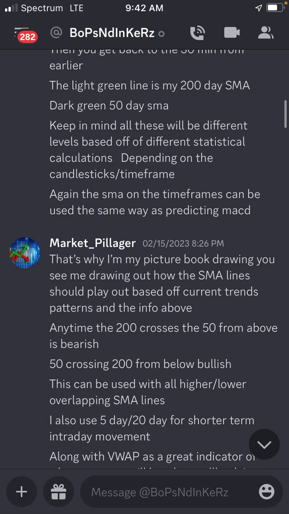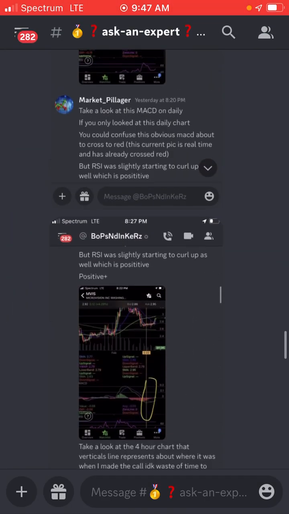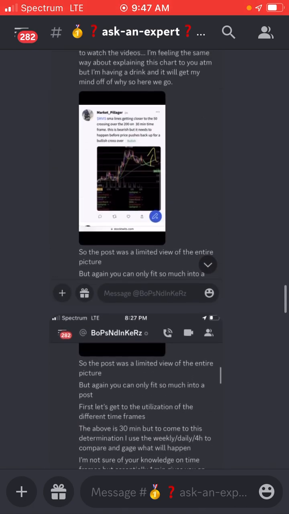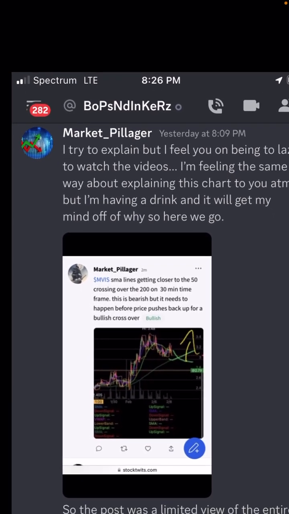But anyway, you see me drawing out the SMA lines to play out based off of current trends, patterns, and the info above. Anytime the 200 crosses the 50-day from above is bearish, 50 crossing the 200 from below is bullish. So that's why you see that light green line going down, and that's bearish, and then going back up, that's bullish. And that above picture there, I'll just show you that real quick, just in case you missed it. That top line going down is bearish, and then when it comes back up and crosses over, that is bullish.